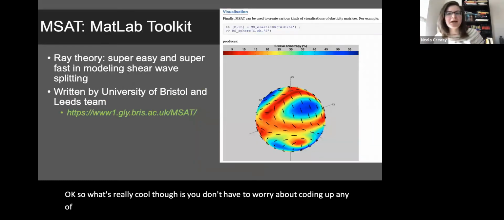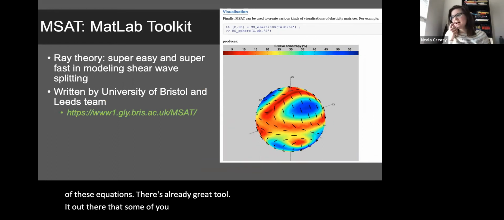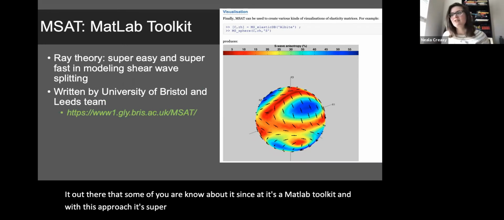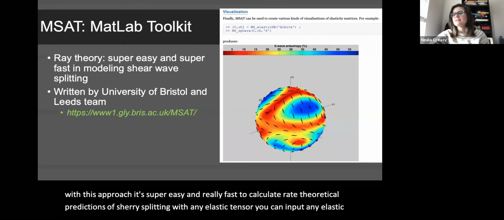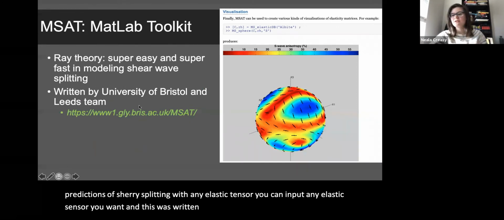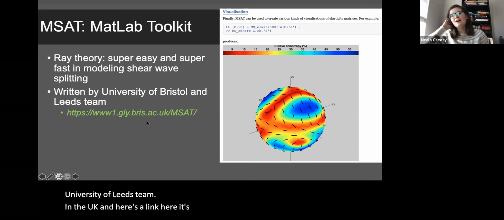Okay, what's really cool though is you don't have to worry about coding up any of these equations. There's already a great toolkit out there that some of you already know about. It's MSAT, a MATLAB toolkit. With this approach, it's super easy and really fast to calculate ray theoretical predictions of shear wave splitting with any elastic tensor you want. It was written by the University of Bristol and University of Leeds team in the UK, and here's a link. It's very easy to find.